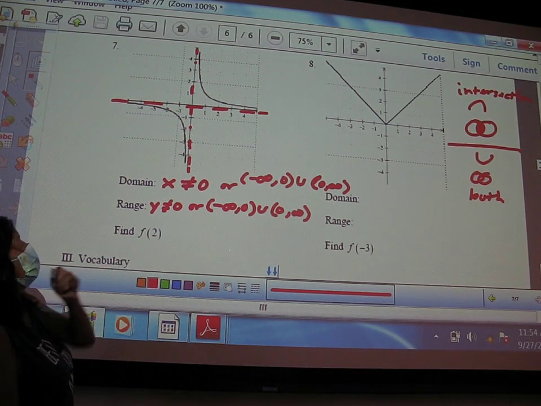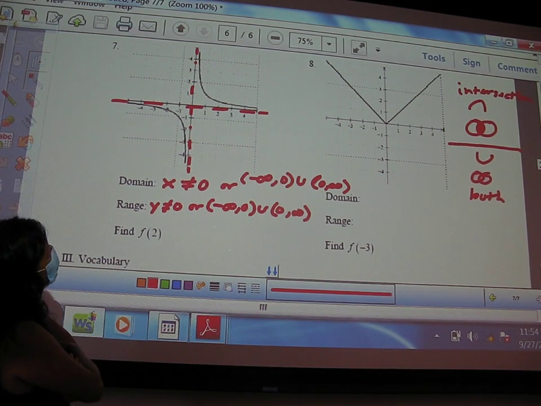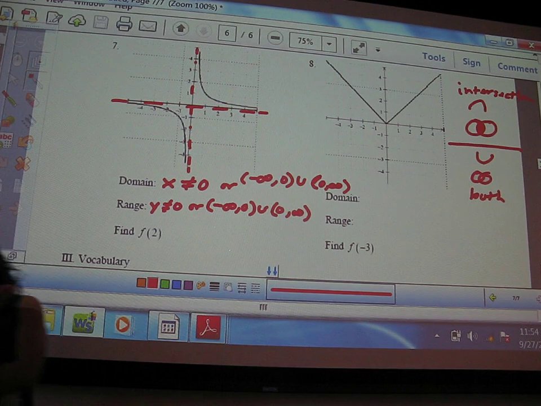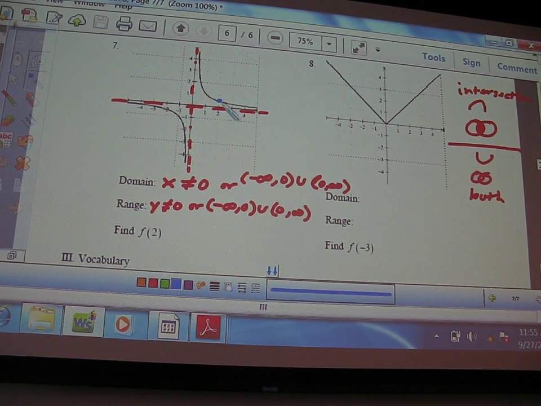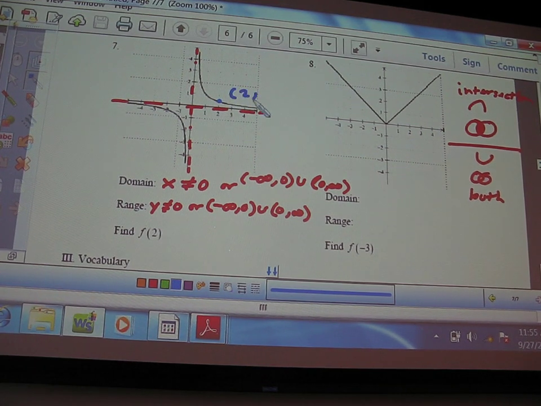F of 2. So f of 2 looks like it's less than 1, right? More than 0. If I go to 2 and go up, it's right there. Is everyone with me on this one? So what did you guys put down? 1.5? 0.5? It's not 1.5, it's only half. Here's 1, here's 0. It's about halfway between 0 and 1. Yeah, so 1/2 roughly.